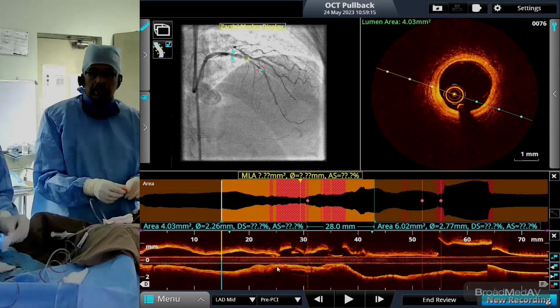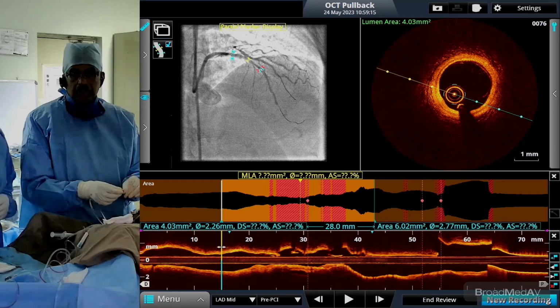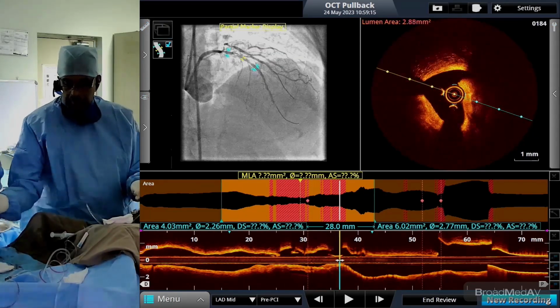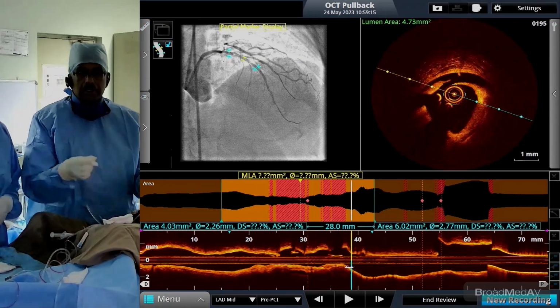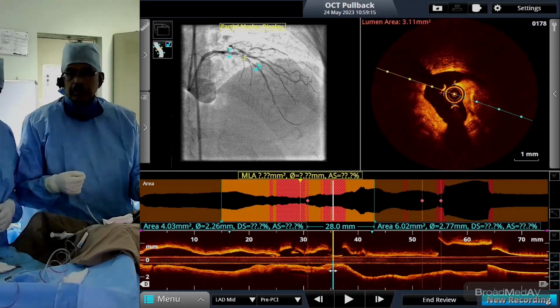So two issues. One, this is not a very calcified lesion. It's only in the proximal LAD, so we don't need an IVL here. So what we'll do is we'll just do the diagonal first. Get me the same 2.5 balloon, please.